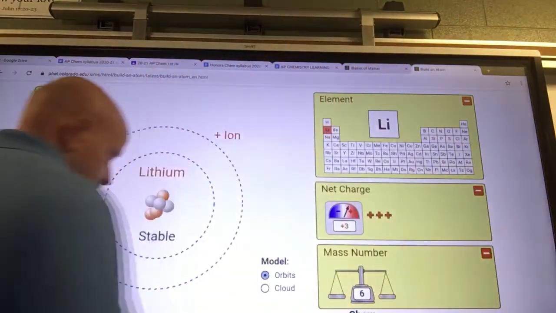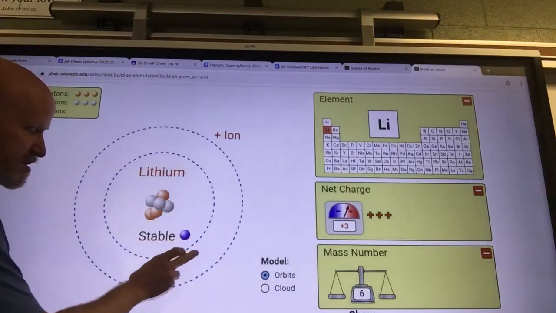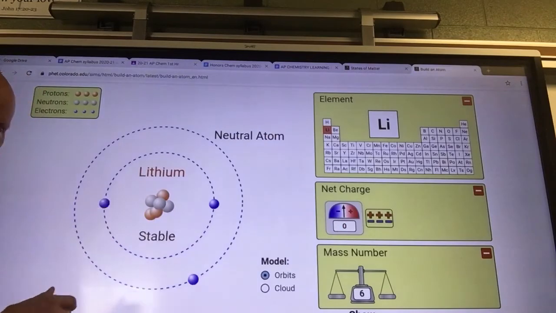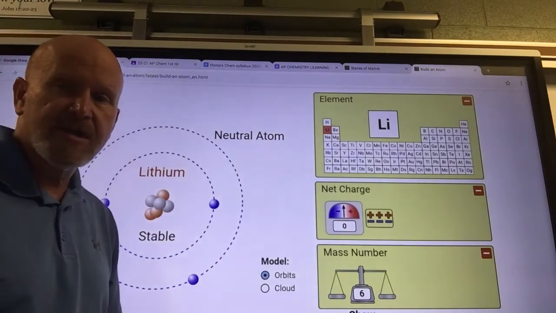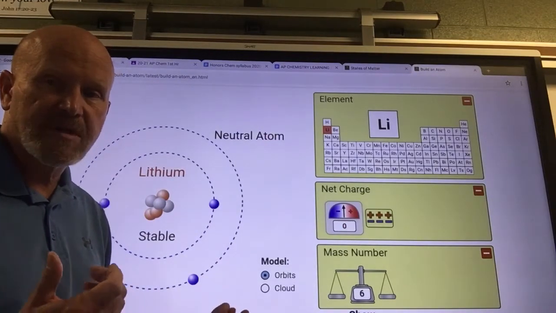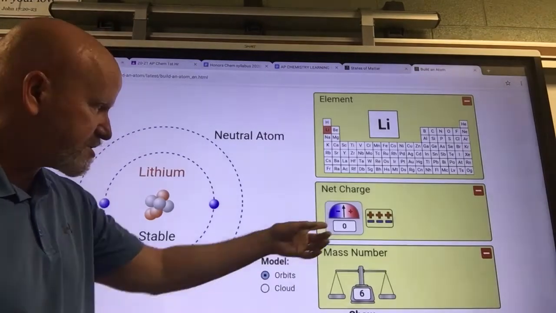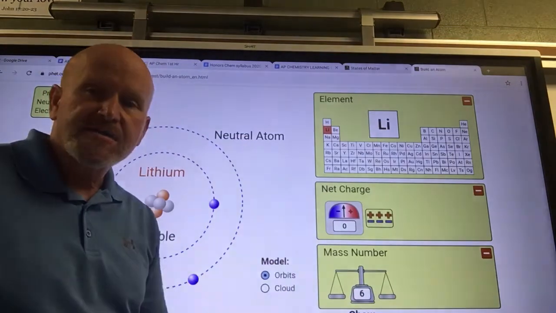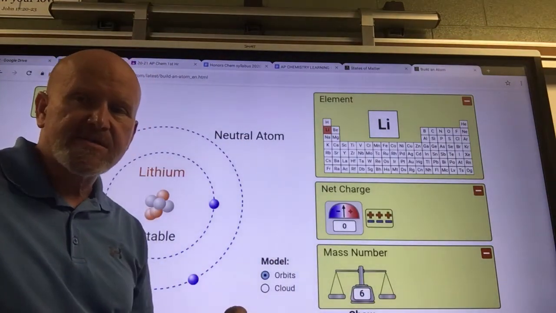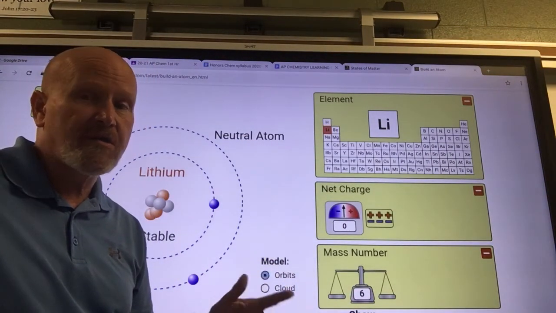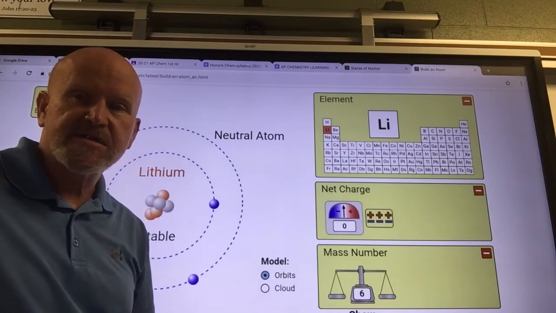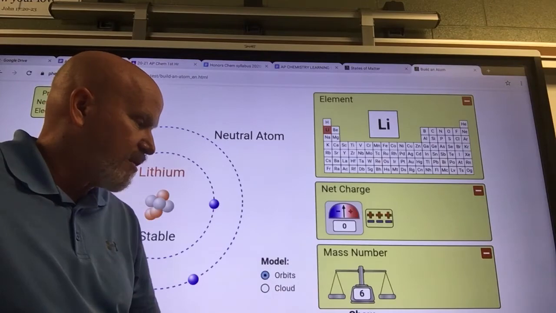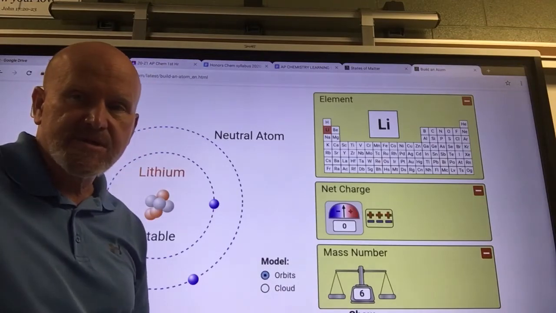So, let me go on here. What do we need? Well, we need some electrons. Okay, there you go. This would be a nice drawing of a neutral lithium atom. Notice the charge went to 0. Didn't affect the mass number at all. Why is that? Electrons add very little mass. They're 1/1836th the mass of a proton or neutron. So electrons really don't do much to our mass. That's all there is to it.